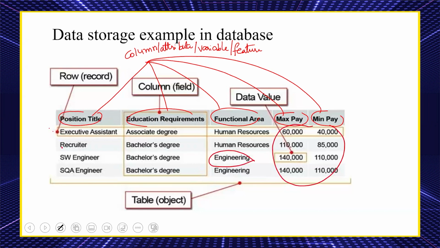Remember, right? Now, how many columns do we have in the given example? Five columns. What are those? Position title, education requirement, functional area, maximum pay, and minimum pay. In the position title, we have four different positions: executive assistant, recruiter, software engineer, SQL engineer. What do you mean by SQL engineer? Tell me something, what you said.